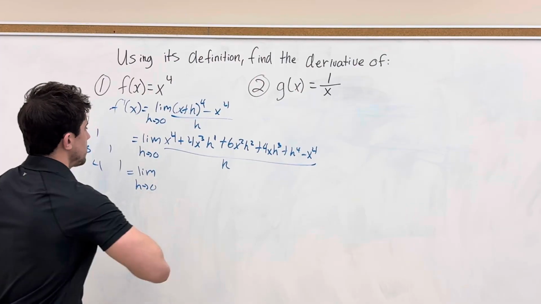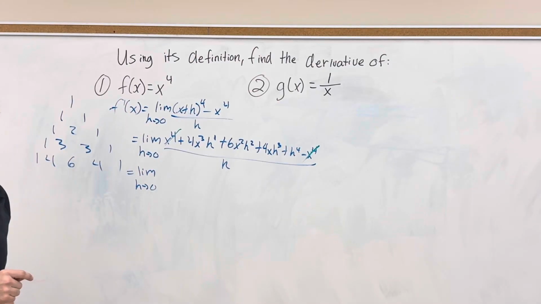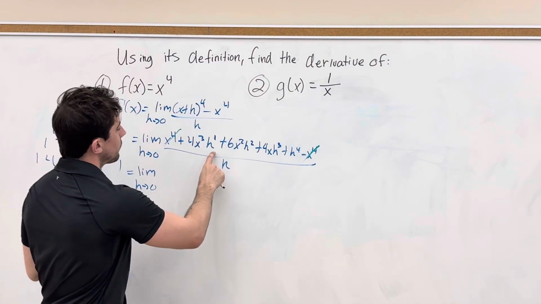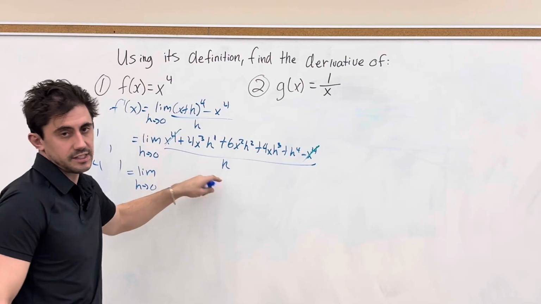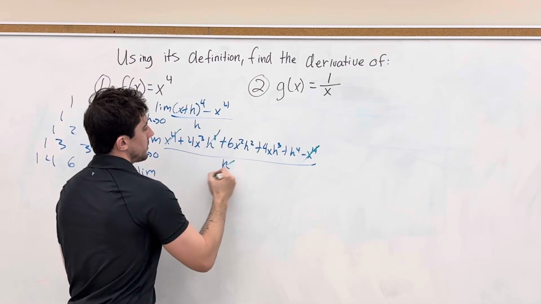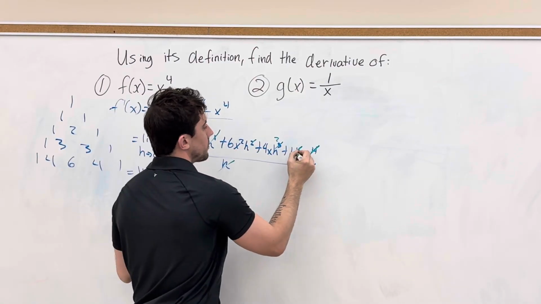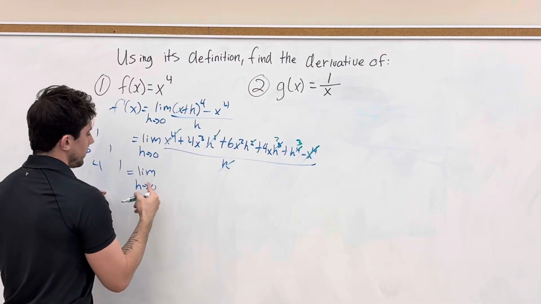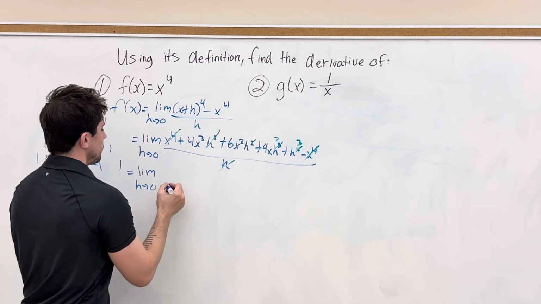Let me not forget to do something first. X to the power of 4 cancels out right at the front and end. And now every one of these terms has an h factor in it. So it's going to cancel out the h in the denominator. So this one goes away completely. This h squared becomes just h, this h cubed becomes h squared, and this h to the 4 becomes h cubed. And so now we're looking at the limit as h goes to 0 of these remaining terms.